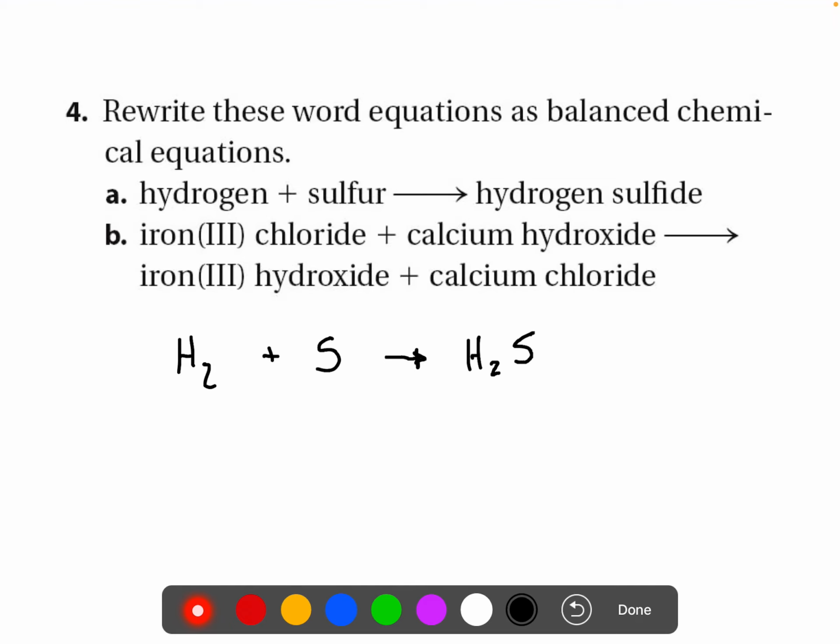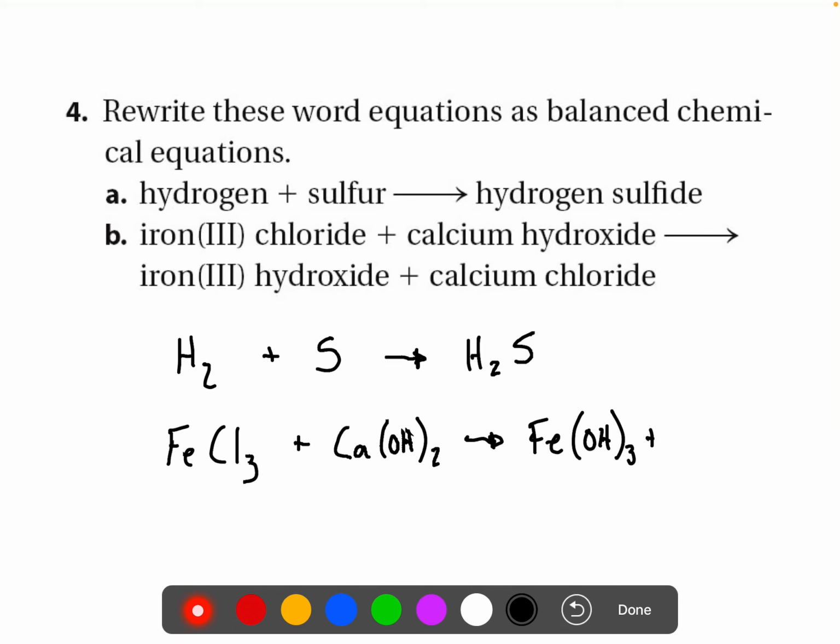B, iron 3 chloride, which means you have 3 chlorines, and calcium hydroxide. Calcium has a +2 charge, so you gotta have 2 hydroxides. Makes iron 3 hydroxide and calcium chloride. So start with the metals. We see iron is good, we see calcium is good. So what we need to focus on are the hydroxides and the chlorides. Well, if you'll notice, they swap 2s and 3s on either side. So you want to find the lowest common multiple here.